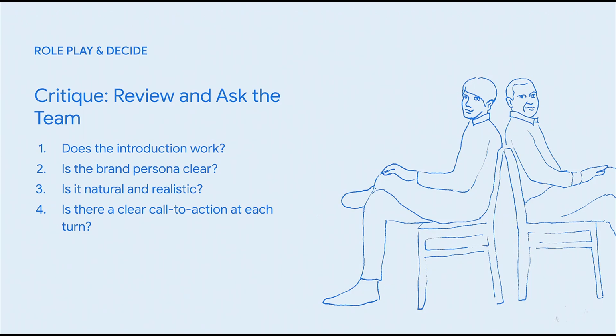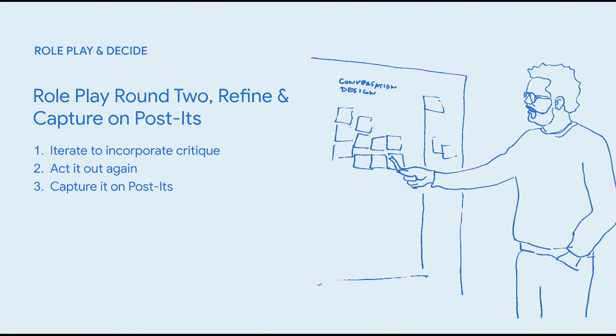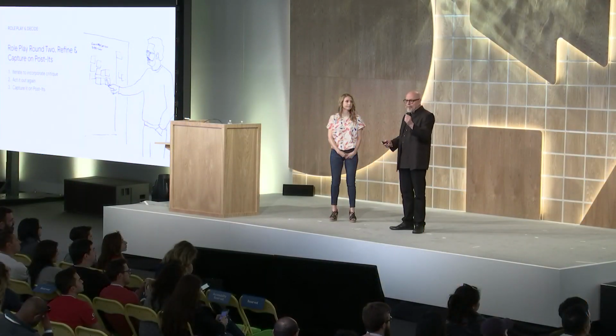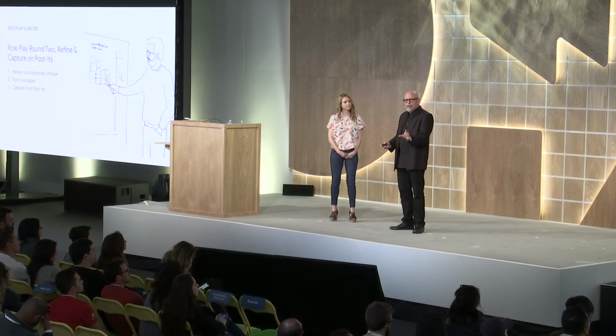And we want to know that there's a clear call to action or a question at the end of every dialogue turn. Every time the assistant says something, there'll be a call to action at the end of what it says. Now, we'll do that again. Once we've had that first review, we'll give the notes to those folks who are performing the conversation, and they'll do it again. And this time, they'll capture it on Post-it notes, and they'll put it up on a chart. Because by the time they've done that, we should have a pretty cogent and complete conversation that we could prototype from.